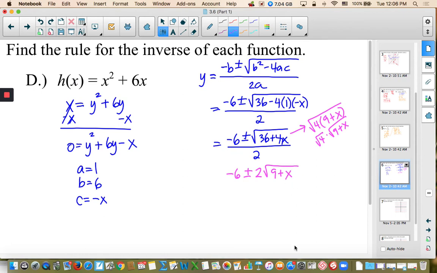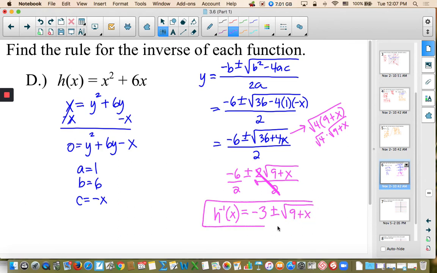Instead of writing the whole thing over 2, I'm going to put over 2 over 2. That means the same thing. And then I can simplify. So my inverse, which in this case was h of x, so I'm going to go h inverse of x equals negative 6 divided by 2 is negative 3, plus or minus, and then these 2's are going to cross out right here, and it's just the square root of 9 plus x. And that's it. That one gets definitely trickier.